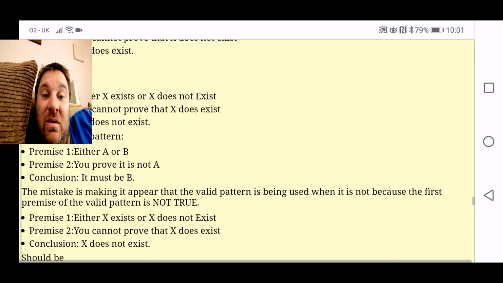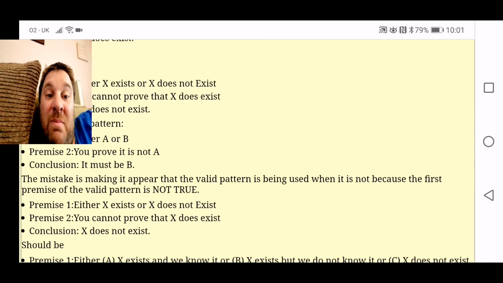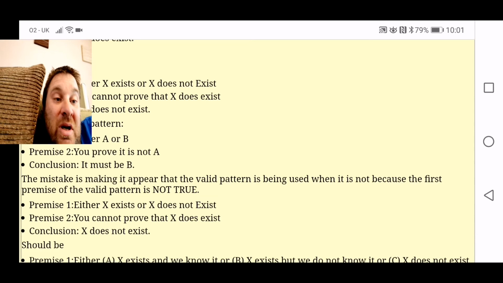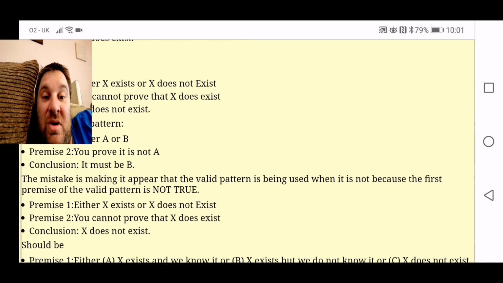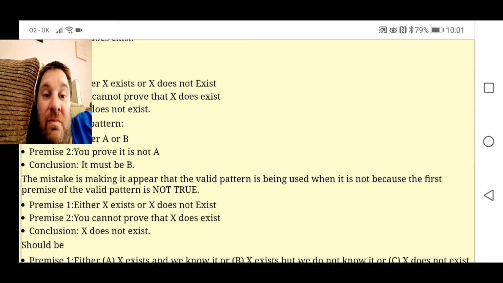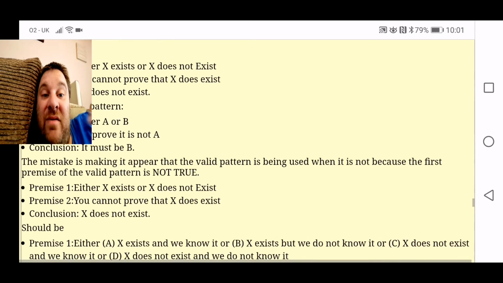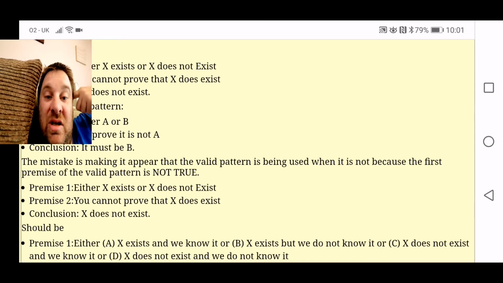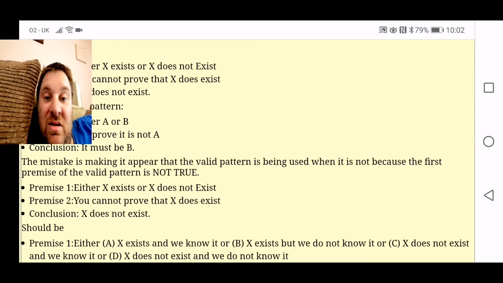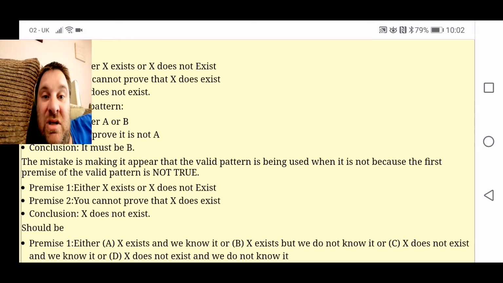Yeah. The mistake is making it appear that the valid pattern is being used when it is not, because the first premise of the valid pattern is not true. Premise 1: either X exists or X does not exist. Premise 2: you cannot prove that X does exist, so the conclusion: X does not exist.